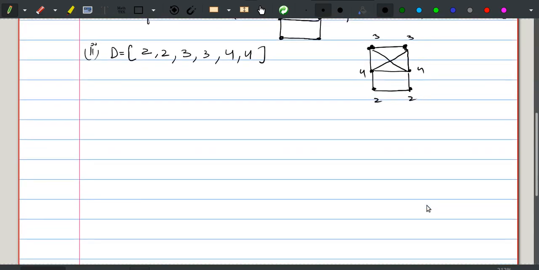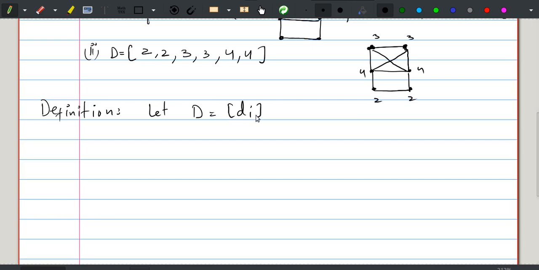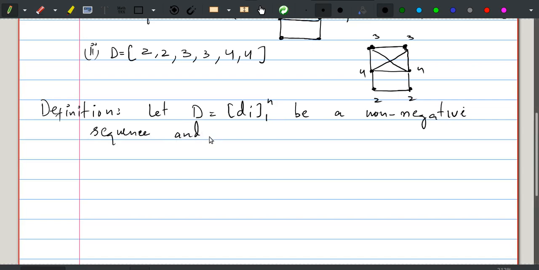Now let us define the laying off. Let d equal to d_i, where i runs from 1 to n, be a non-negative sequence, and let k be any integer between 1 and n.